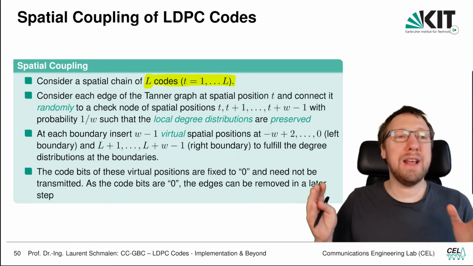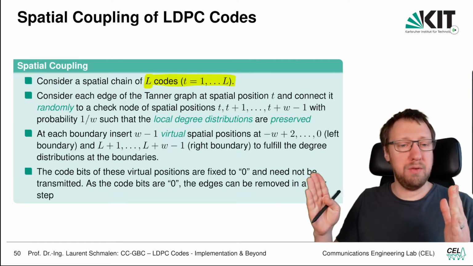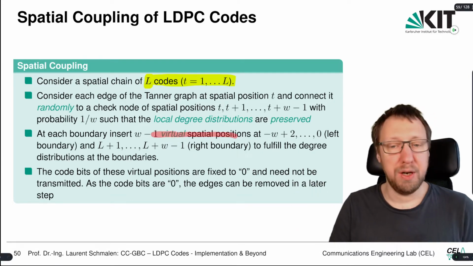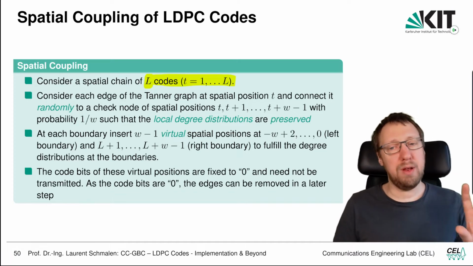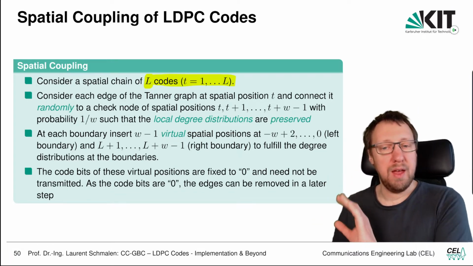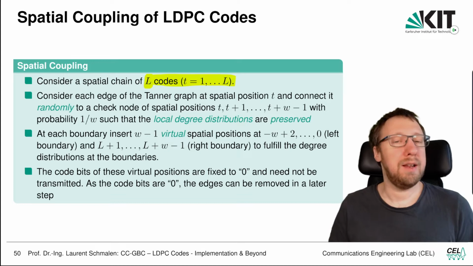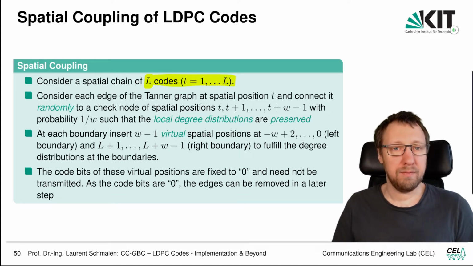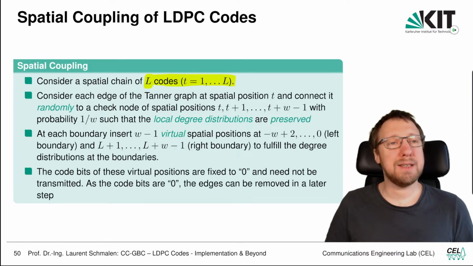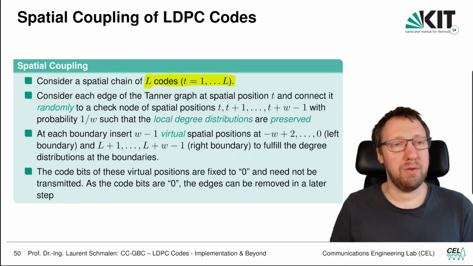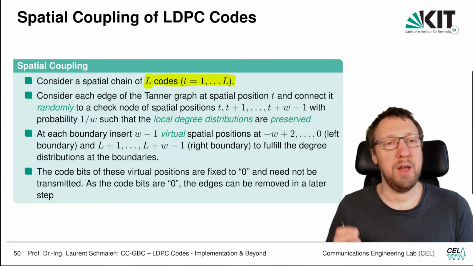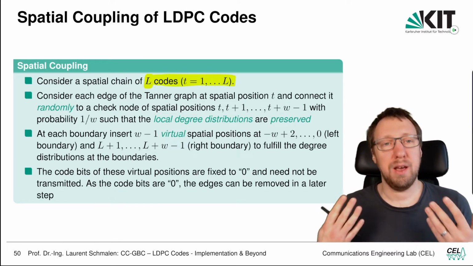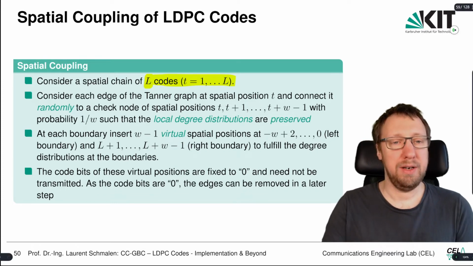At the boundary, you will get some issues, at the left and right boundaries. So what we need to do is install virtual spatial positions, both on the left boundary and also on the right boundary. This is just to make sure that the degree distributions at the boundaries are preserved. So what we do is we fix the bits of the code words at the virtual positions to be equal to 0. We don't need to transmit them. We can remove the edges at a later point in time.